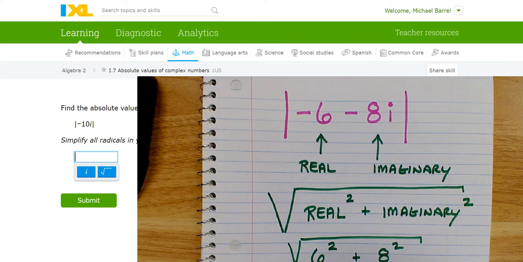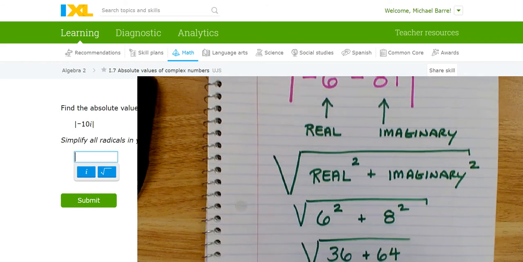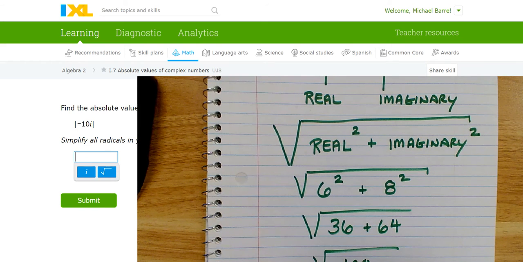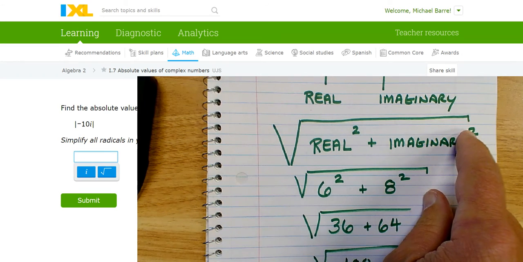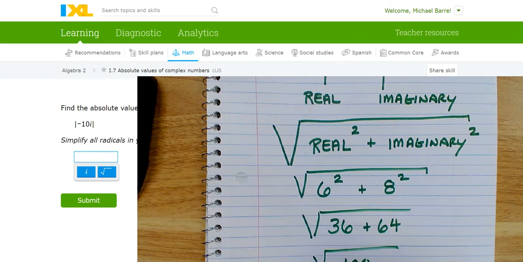In order to take the absolute value of this, I actually do a Pythagorean theorem. I take the real part and I square it, and I take the imaginary part and square it. I add them together and I take the square root. If you're in my class, I would call this like a square add type of problem.